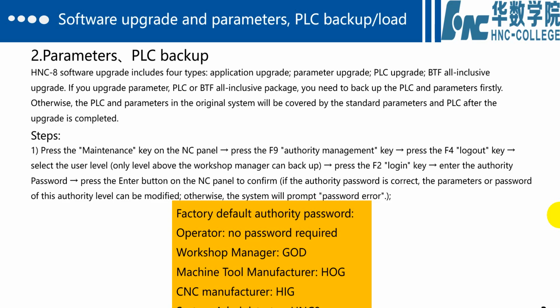The steps are as follows. Firstly, press the Maintenance key on the NC panel. Then press the F9 Authority Management key. Then press the F4 Logout. Select the user level. Only level above the workshop manager can back up. Then we press the F2 Login key, and then enter the authority password. Press the Enter button on the NC panel to confirm.